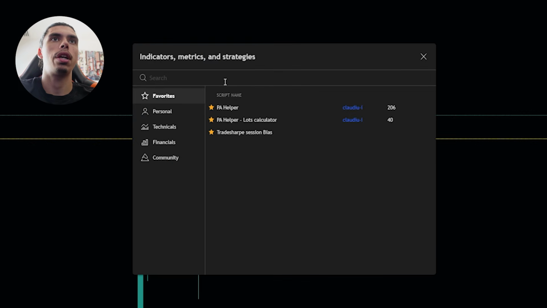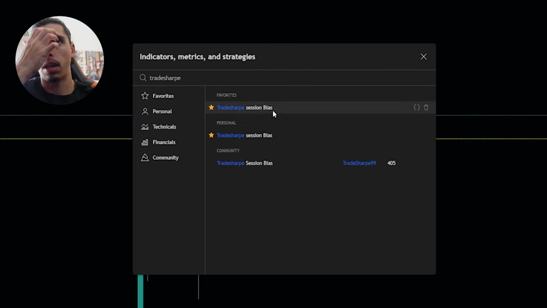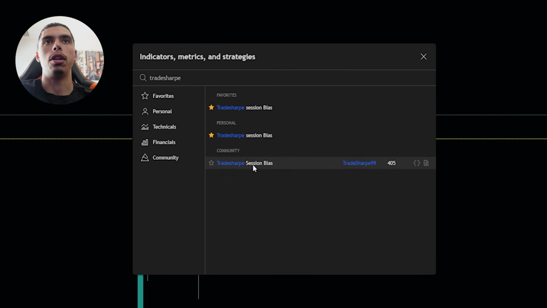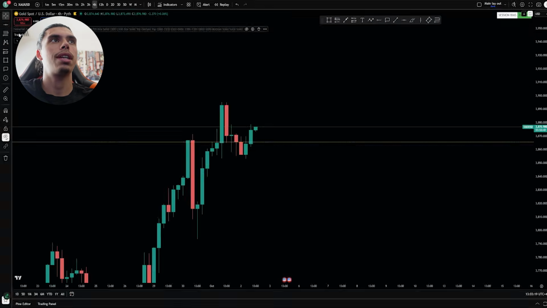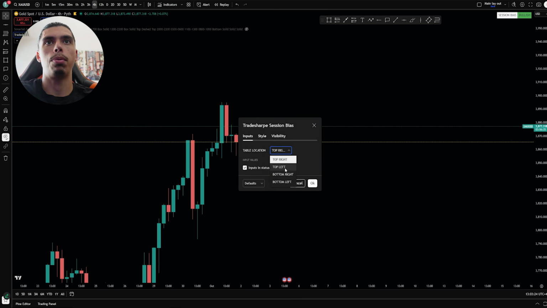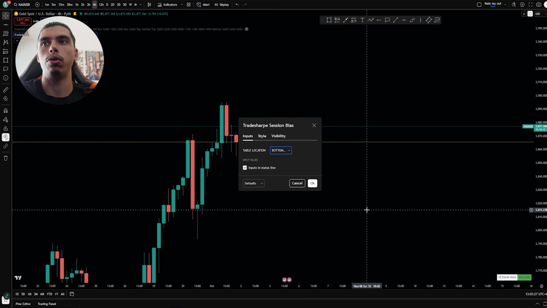You go to indicators here and you're going to search Tradesharpe session bias. It will come up here. Now, this is one that I've made. You'll see it here like this. You can just click it and it will pop up here. You can choose in the settings here. If you go to your settings, you can choose where you want it, top right. You can put it bottom right, wherever you want it to be.